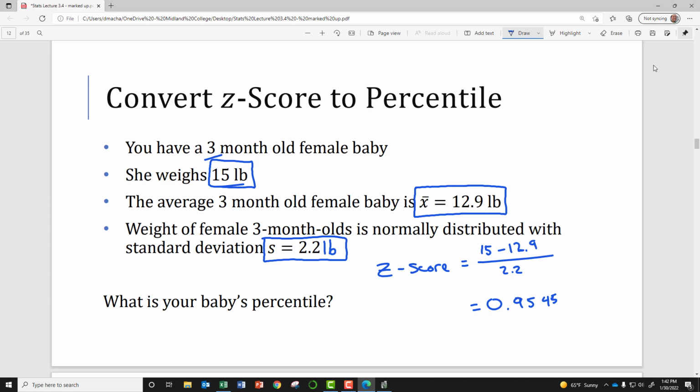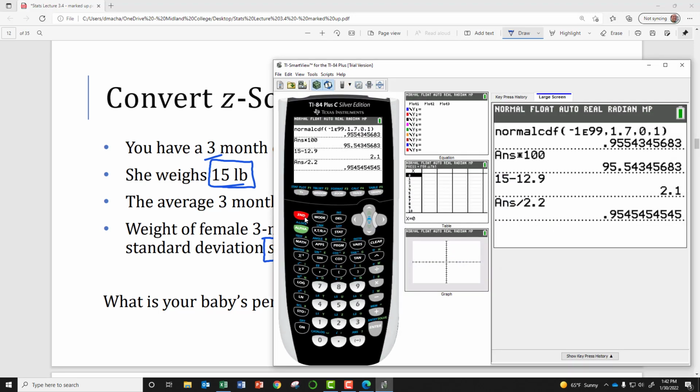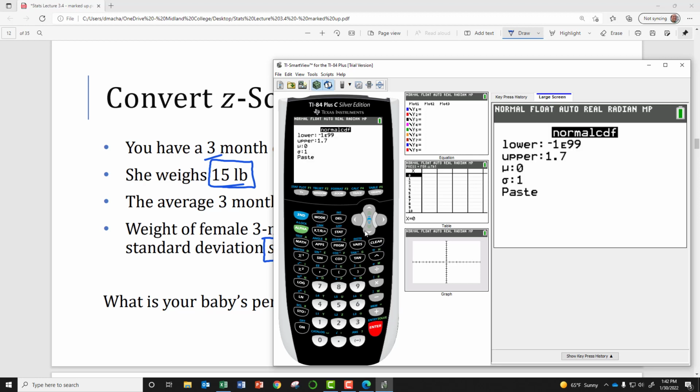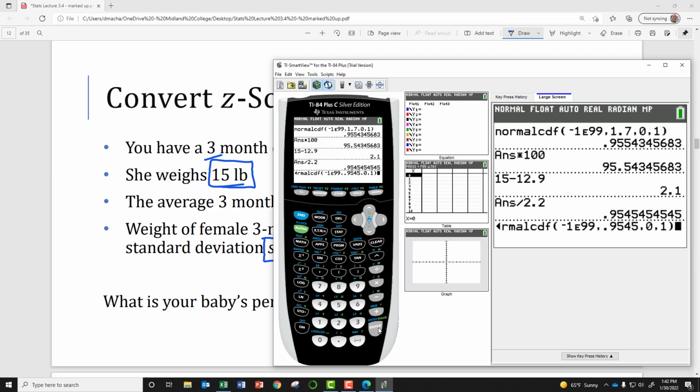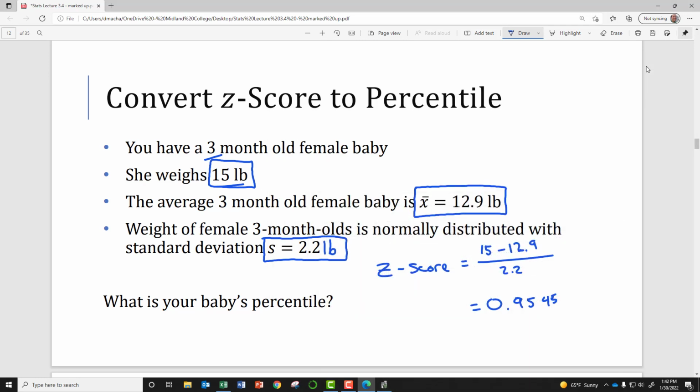And then, after I have the z-score, we know how to get our percentile. We go to second VARS, normal CDF, we leave lower alone. Upper is where our z-score goes, so 0.9545. We leave mu and sigma alone. We do paste, enter, and we get a percentile of the 83rd percentile. So the baby's percentile is the 83rd percentile.